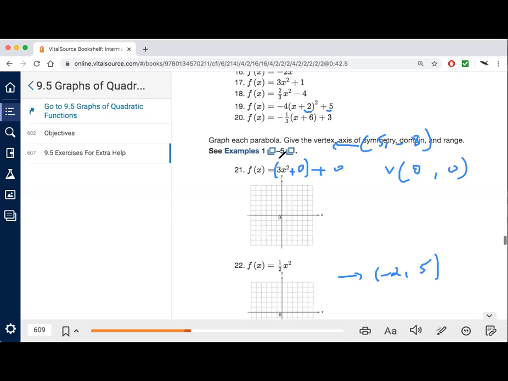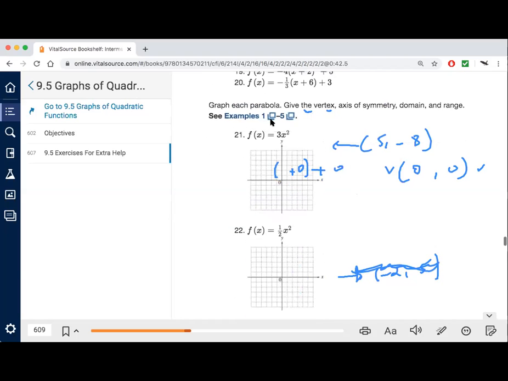It only has one thing. So if you can't see a number to take the opposite of, that's basically where you say the vertex is 0, 0. Same thing here. See, we don't have plus or minus, like the previous example.